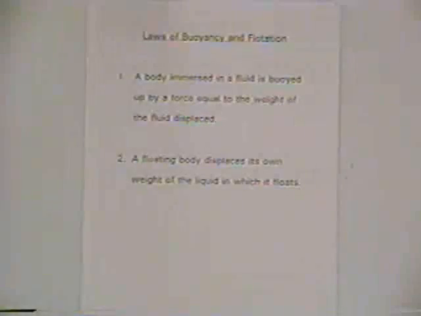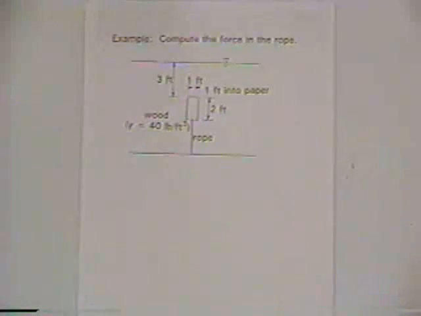Now, as we continue to work with forces, we can look at the special case of buoyancy and flotation. So the basic principles here: a body immersed in a fluid is buoyed up by a force equal to the weight of the fluid displaced, and a floating body displaces its own weight of the liquid in which it floats. And to give us a chance to think about that just a bit, we can go through this problem. And we want to compute the force in the rope.